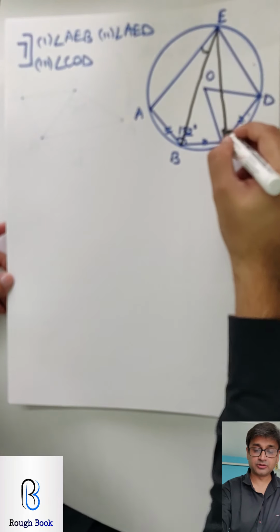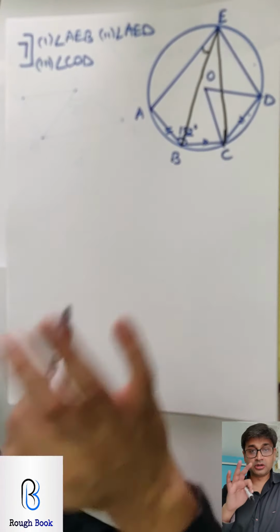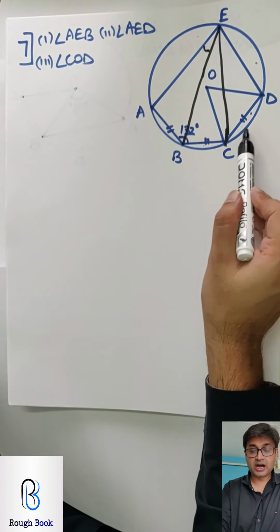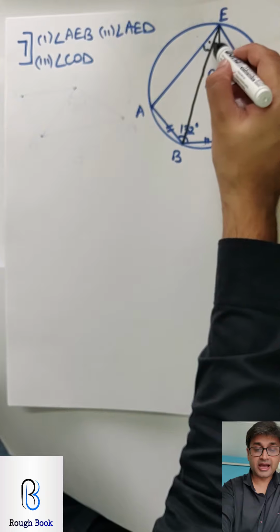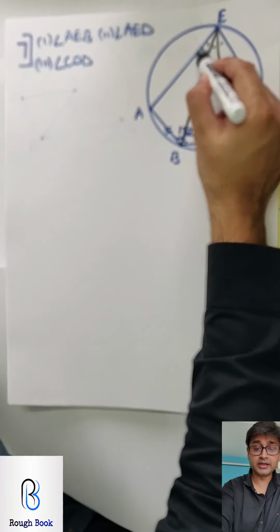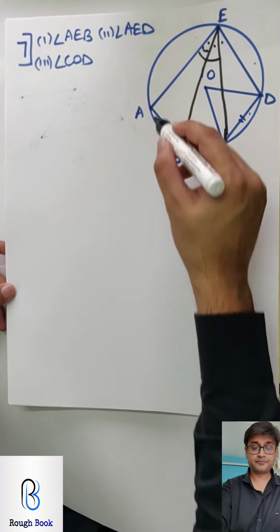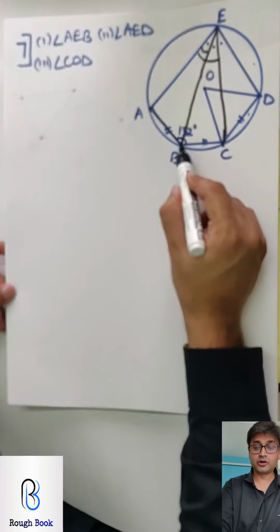Join AEC also. Now what will happen? AB, BC, CD, all three are equal. So all three arcs are equal. So all three angles are equal. Getting it? Get your angle AEC. How? Think. AEC. Okay. I'm giving you a clue.